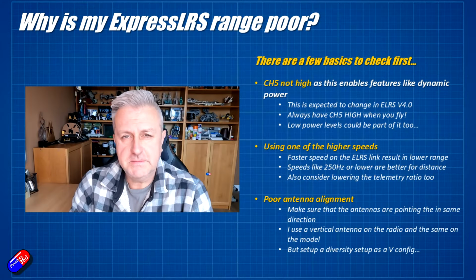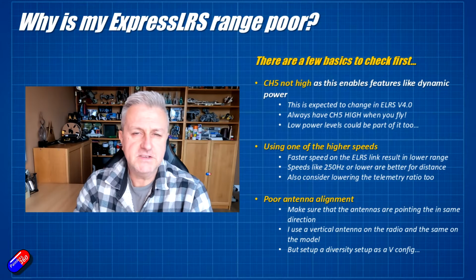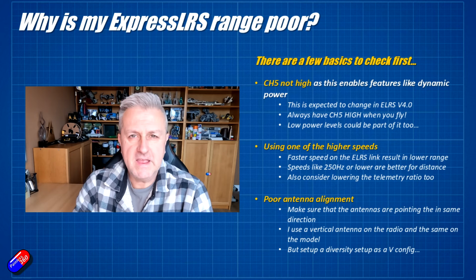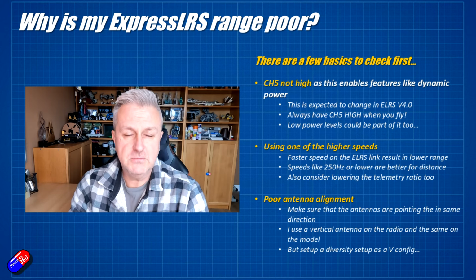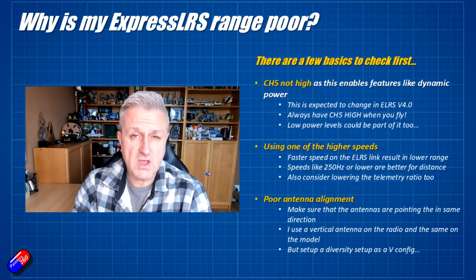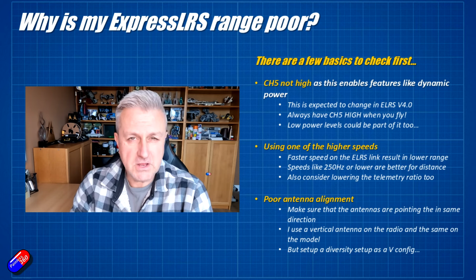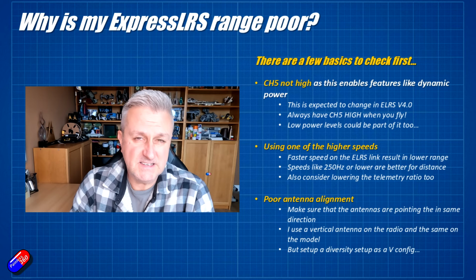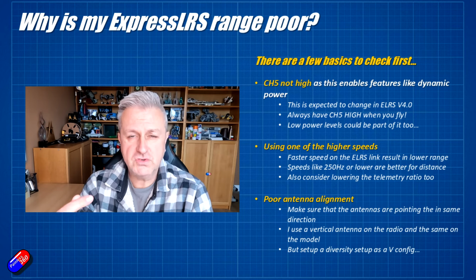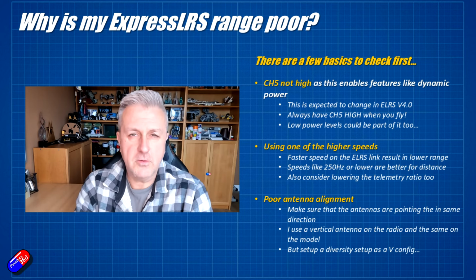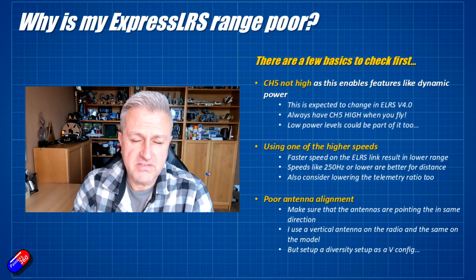The first thing, of course, is to make sure that channel 5 is in a high state when you fly. Typically in a fixed wing plane, I would tie that to my motor interlock. So when the motor interlock is off, channel 5 is high. That turns on things like dynamic power. You can turn those things off in the Express ELRS menu. But to be honest, until version 4 comes out and we finally get the option to get away from this kind of legacy thing with channel 5, I would always recommend having channel 5 going high when you're flying. Just triple check that that still happens.